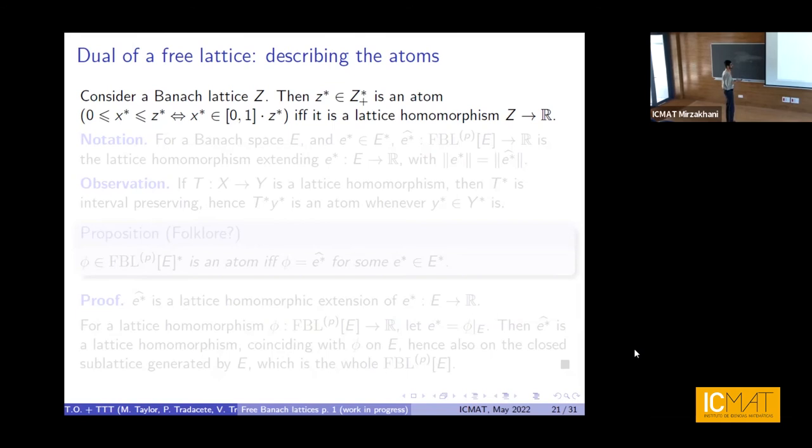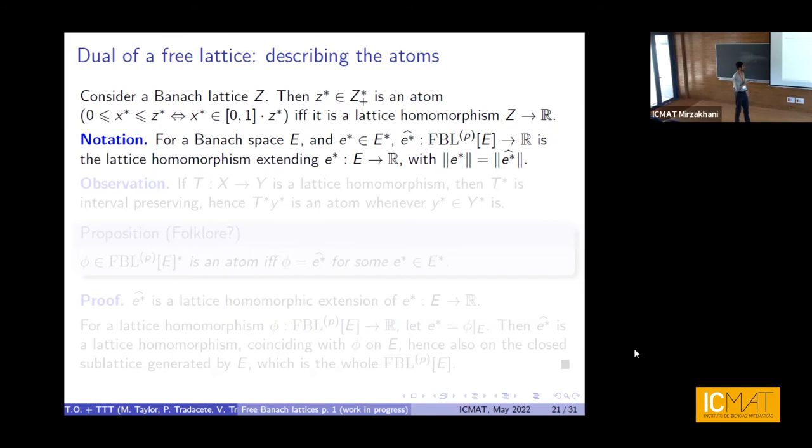It turns out this is a well-known fact in Banach lattices that Z star is an atom if and only if it implements a lattice homomorphism from Z into R. And here I'm repeating the notation that I used before. If E is a Banach lattice, then E star with a hat is the evaluation map. And so we know that it's a lattice homomorphism.